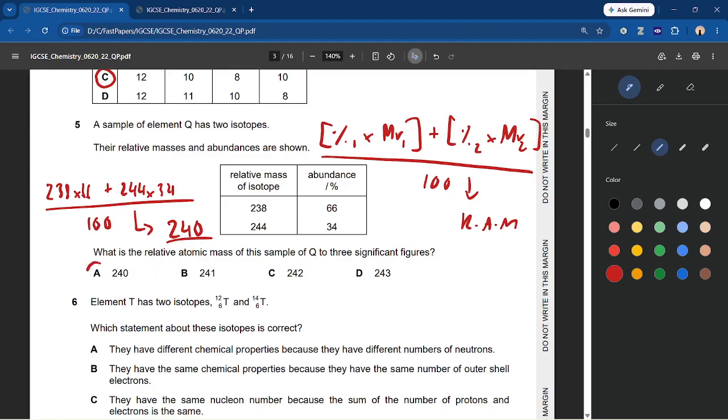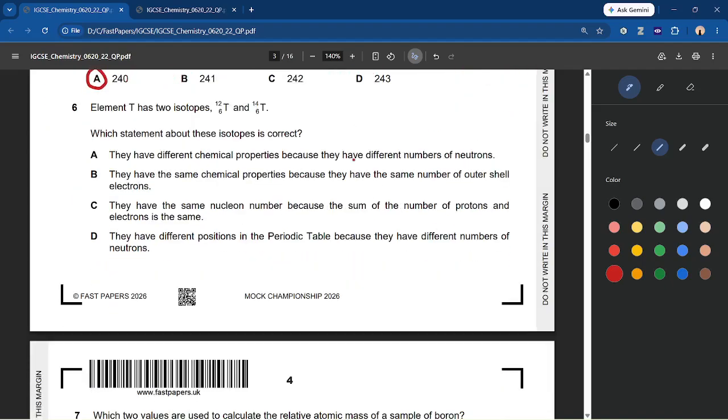Excuse me, that's going to be our answer. A. So let's move on to the next question. Each element T has 2 isotopes, 12 and 14. We say one of these isotopes is correct.